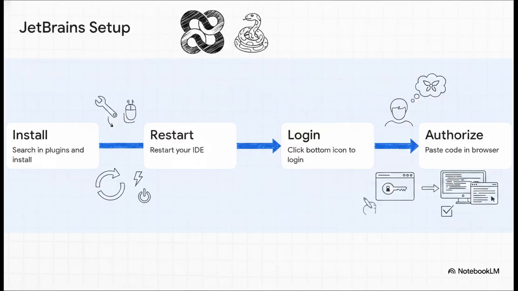Now, what if you're a JetBrains fan using an IDE like PyCharm? Don't worry, the process is incredibly similar. Step 1, search for GitHub Copilot in their plugins marketplace and install it. Step 2, and this is absolutely key, make sure you restart your IDE so the background AI processes can initialize. Step 3, click the Copilot icon at the bottom to log in, and Step 4, just copy the device code it gives you and paste it into your browser to authorize.